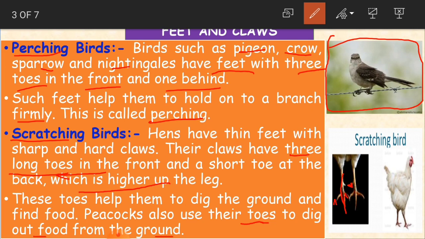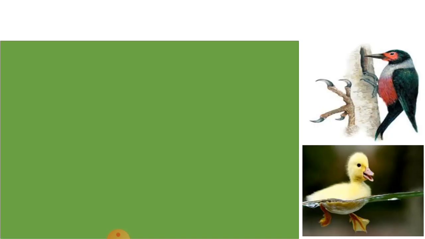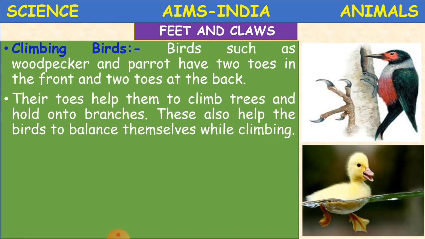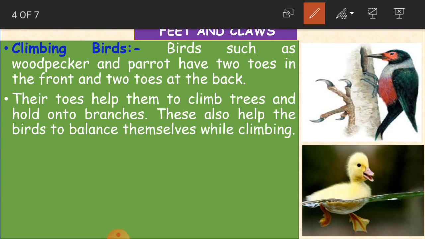When they dig the ground, what happens? They'll find small insects or leftover food grains, whatever it may be. So they are going to take it as their food by scratching or by digging the ground. Okay, children. So now this is about the scratching birds. We'll go to the next birds which are called climbing birds. Birds such as woodpecker and parrot have 2 toes in the front and 2 toes at the back. See, children, are you able to notice the difference?